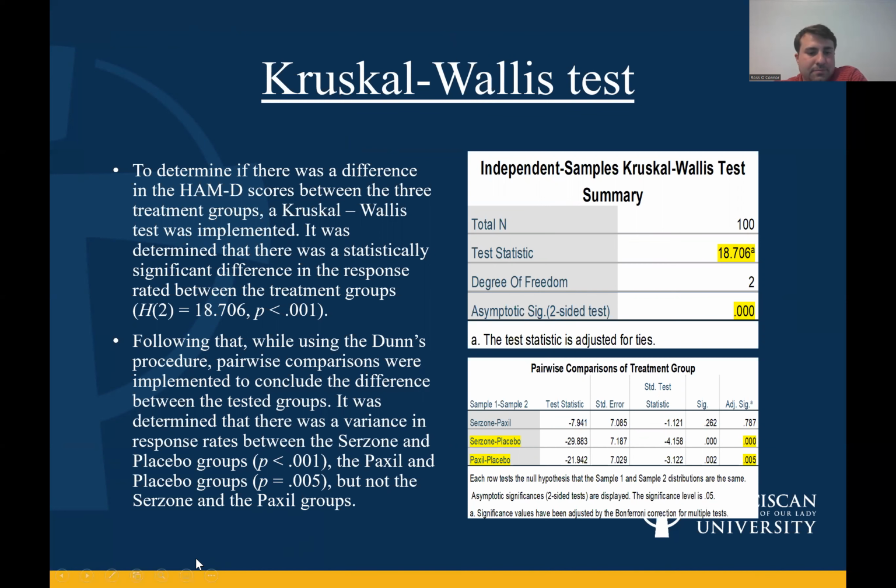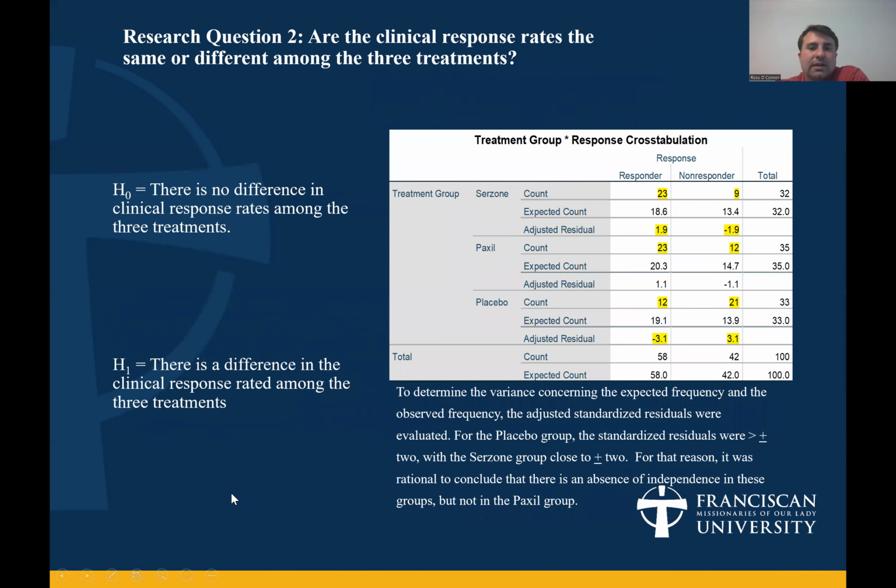Next, research question 2 was, are the clinical response rates the same or different among the three treatments? For the null hypothesis, I stated that there is no difference in the clinical response rates among the three treatments. And for the alternative hypothesis, I stated that there is a difference in the clinical response rate among the three treatments. Here, the chart shows the response cross tabulation for the three treatment groups.